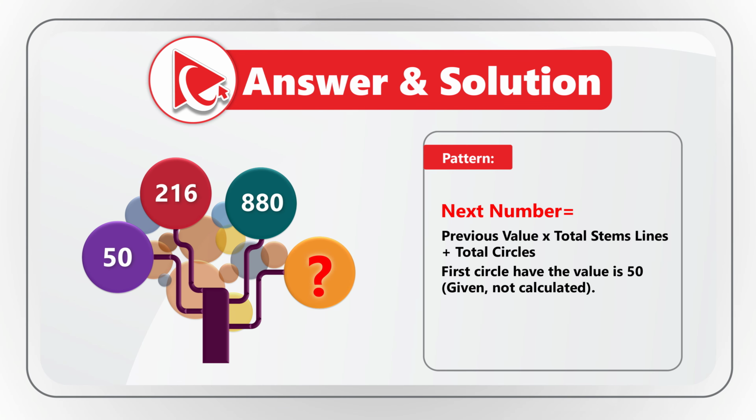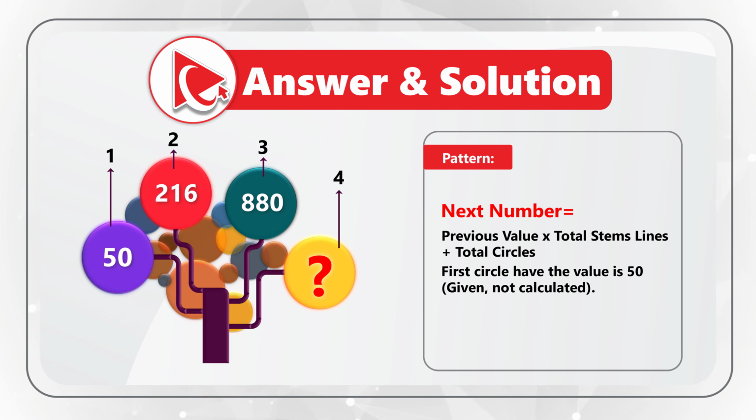The 4 is the number of stem lines in this structure. Let's count them: 1, 2, 3, and 4. And 16 is the total number of circles. If you count them, you see 4 circles in the forefront, the ones that have a number and the missing number, and then there are also 12 circles in the background.